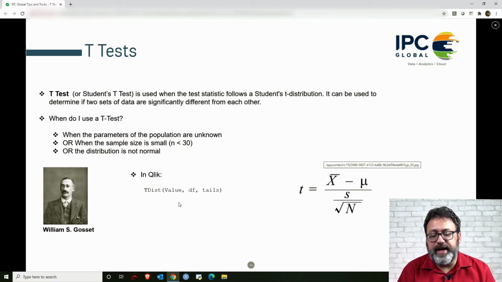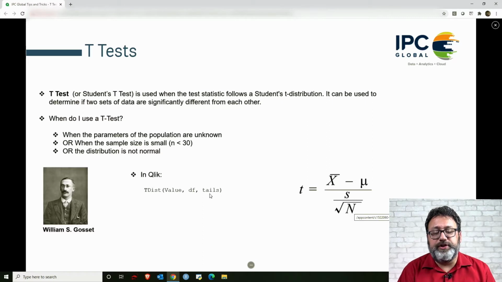In Qlik, we have the TDIST function that requires three parameters. The value itself that you're analyzing, which is this formula, something we call degrees of freedom, which is basically the number of elements minus 1. And I'm not going to explain in this video why degrees of freedom is number of elements minus 1, but it's basically how many positions you can move one number in the list of the other numbers.